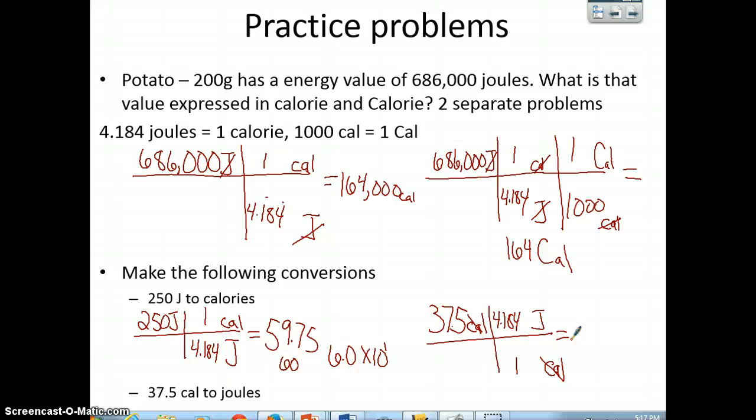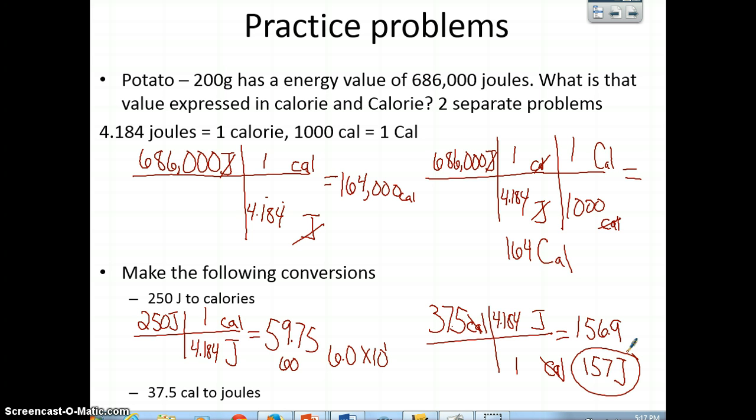Okay, I need 3 significant digits because 37.5 is 3 significant digits. This turns out to be, the calculator number was 156.9. There's 1, there's 2, there's 3 significant digits. I look next door. That has to round up, so 157. Go back. Joules is my final answer. And was that, oh, yep, I was trying to find joules.